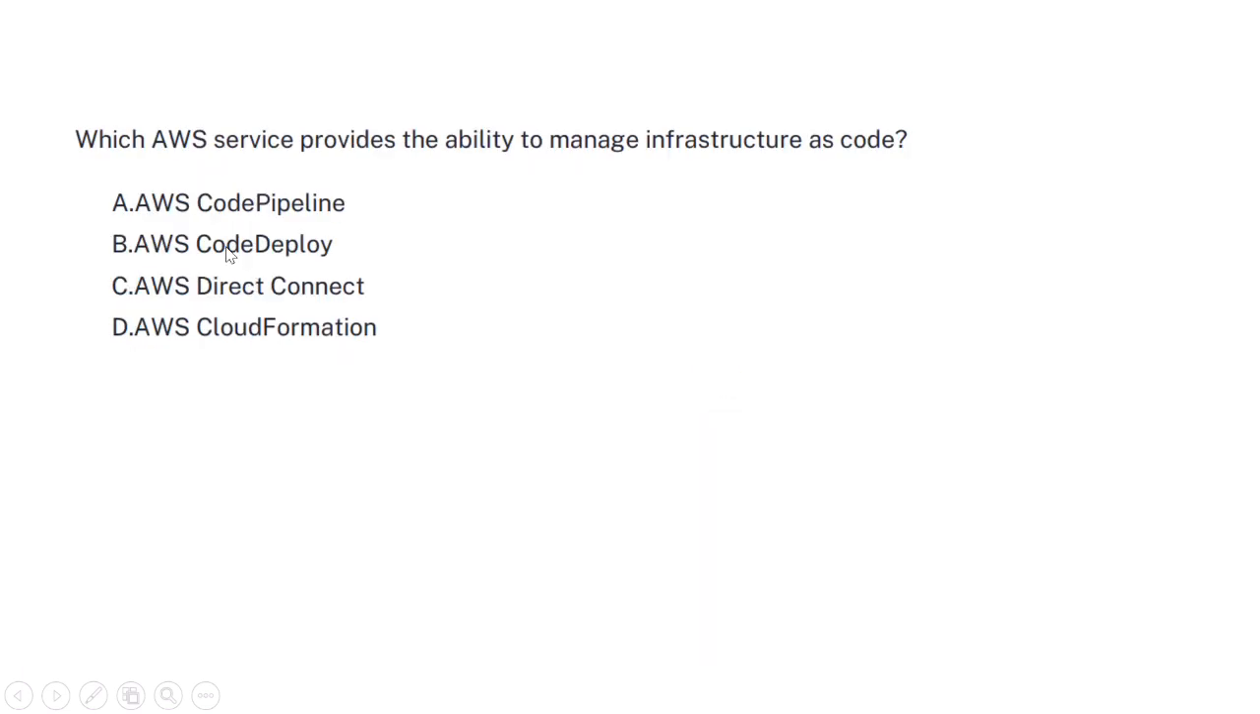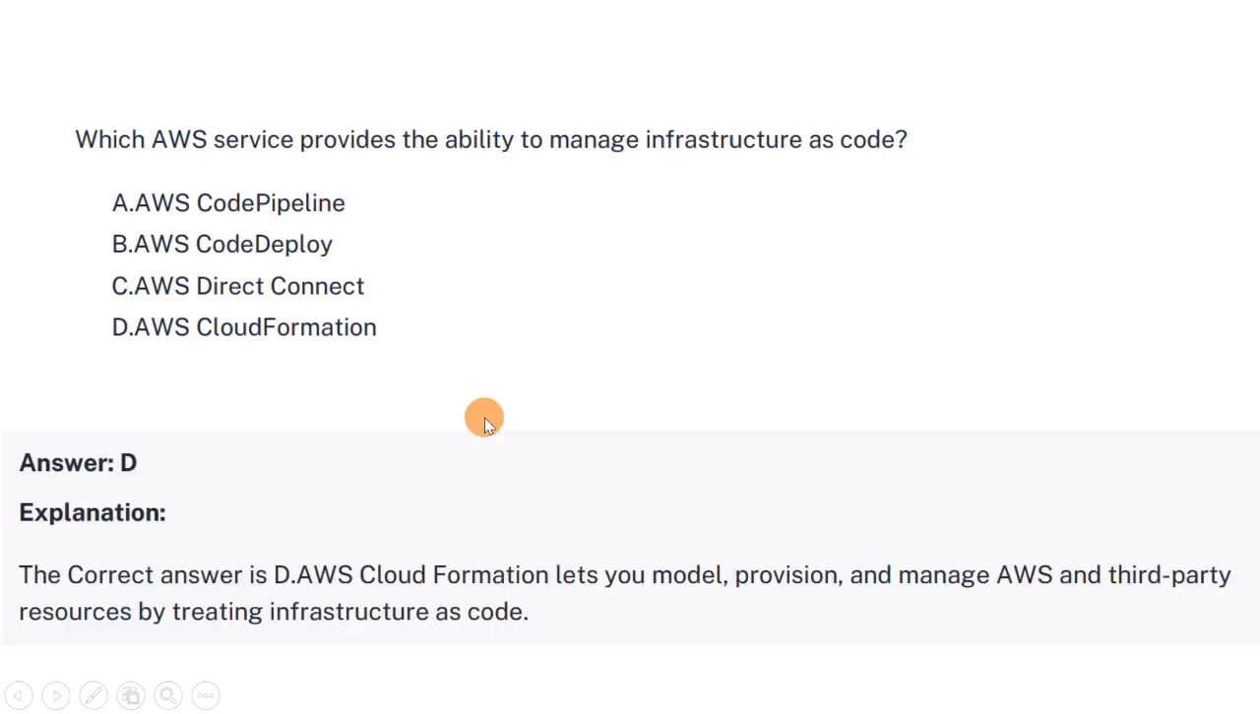Next question. Which AWS service provides the ability to manage infrastructure as code? Option A, AWS CodePipeline. Option B, AWS CodeDeploy. Option C, AWS Direct Connect. Option D, AWS CloudFormation. Correct answer is option D. AWS CloudFormation lets you model, provision, and manage AWS and third-party resources by treating infrastructure as code.